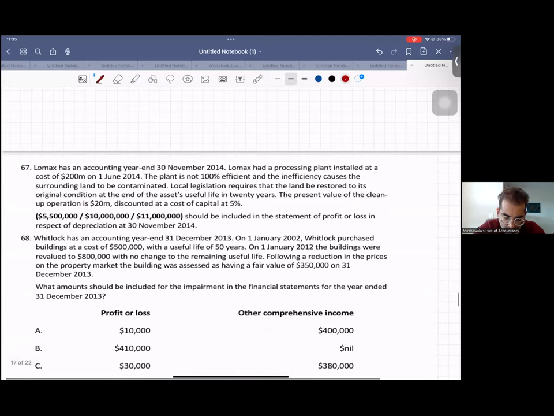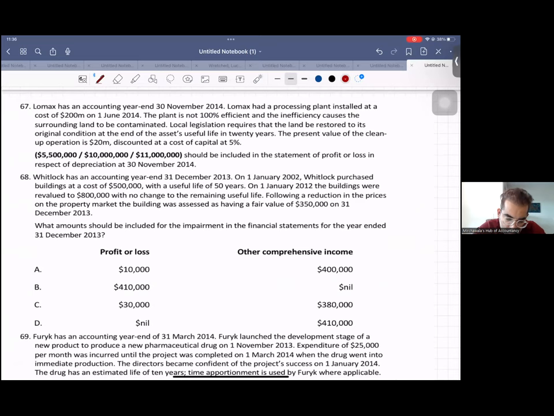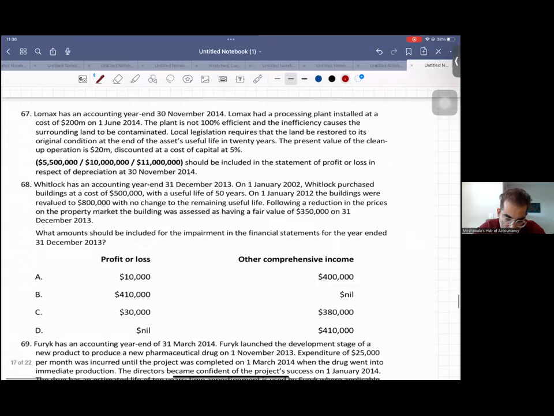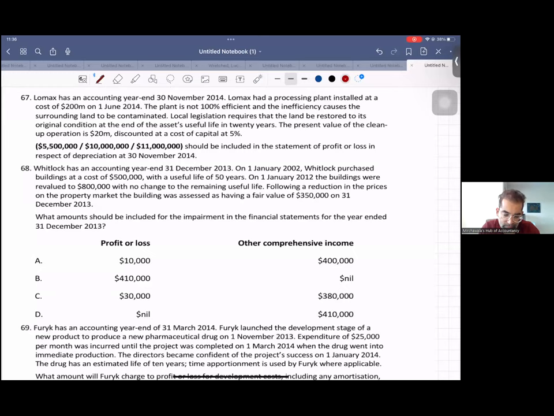Now again, two questions for you. First of all, let me tell you one thing. In this question, there is a policy of excess depreciation transfer. Remember excess depreciation transfer in IAS 16 revaluation. You used to make this entry: revaluation reserve debit and retained earnings credit. So for this question, follow that policy.